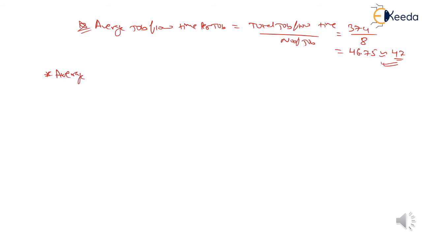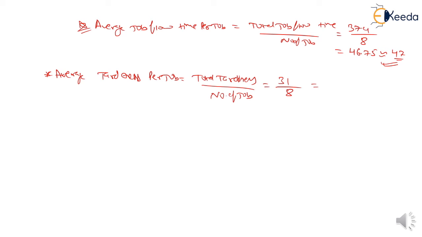Okay. The next terminology asked is average tardiness per job. It is nothing but total tardiness with respect to the number of jobs. The total tardiness is 31 and the number of jobs is 8. So 3.87 is your answer. The average tardiness per job is 3.87.